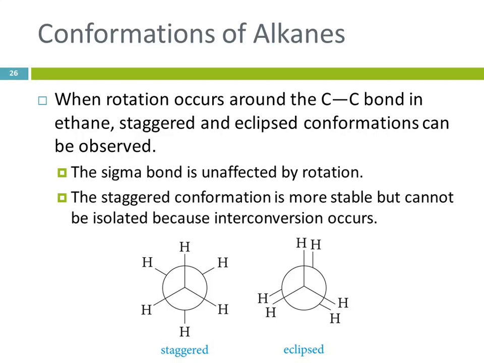And so in the eclipsed form, the hydrogens on the adjacent carbons are a little closer together than in the staggered. In the staggered position, they have a little more space. If you have larger groups on there, it becomes more significant. So the staggered conformation is more stable, but we can't isolate the staggered conformation because it interconverts at room temperature so quickly for ethane.